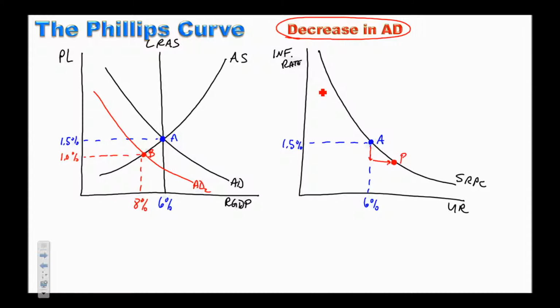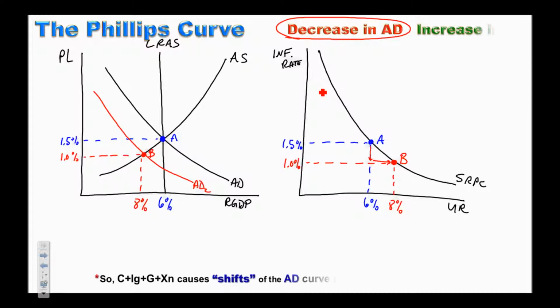So here we have point B, 1% inflation, 8% unemployment. Okay? So whatever happens on the AS curve, something very similar, except opposite, is going to happen on the Phillips curve.